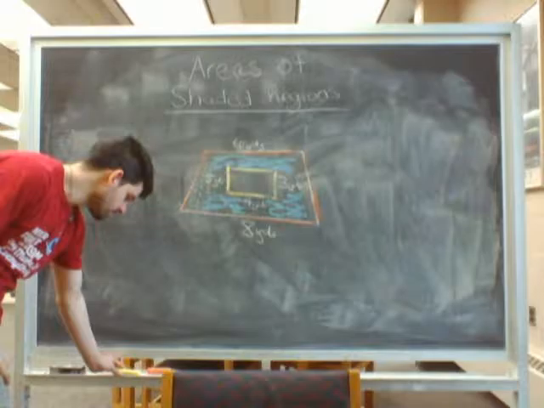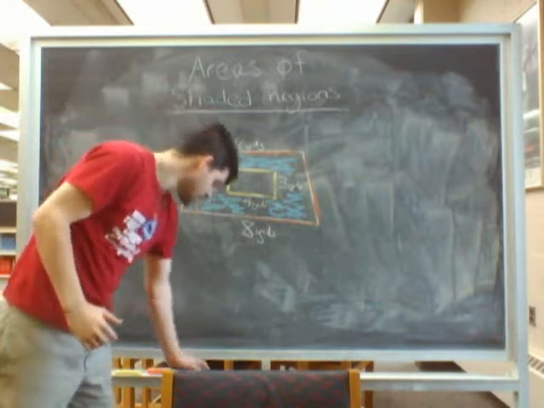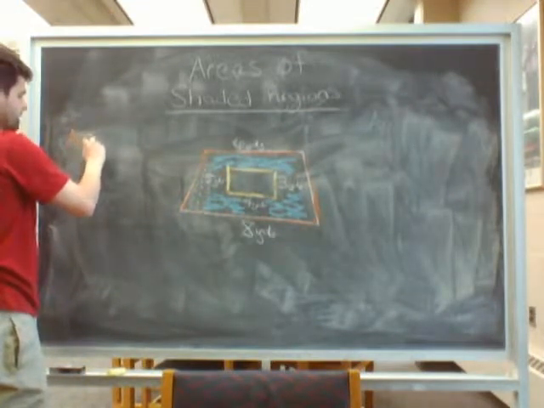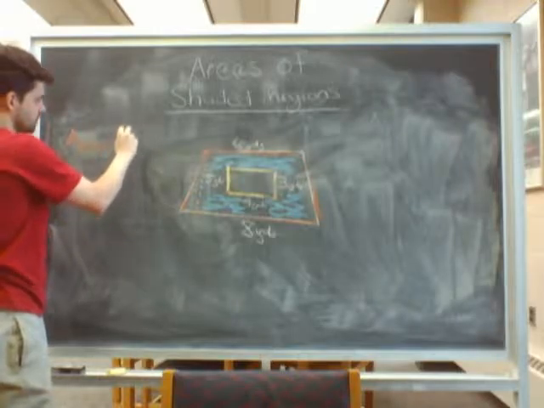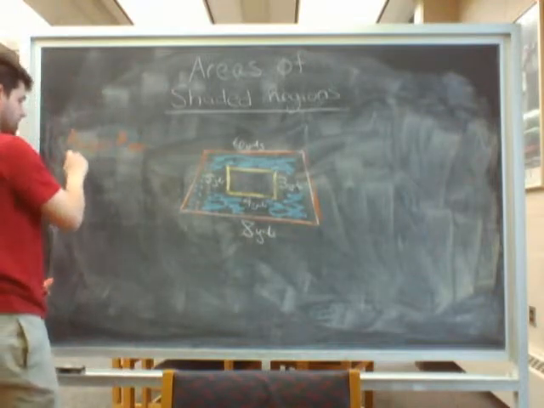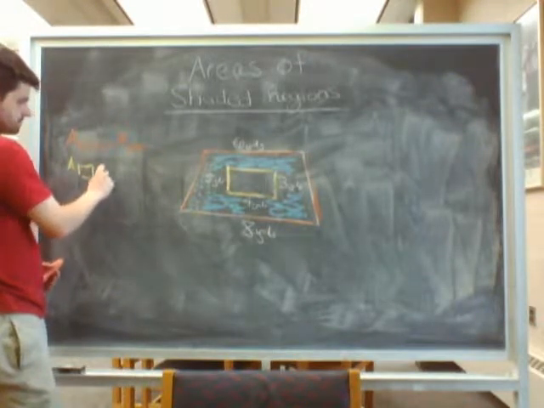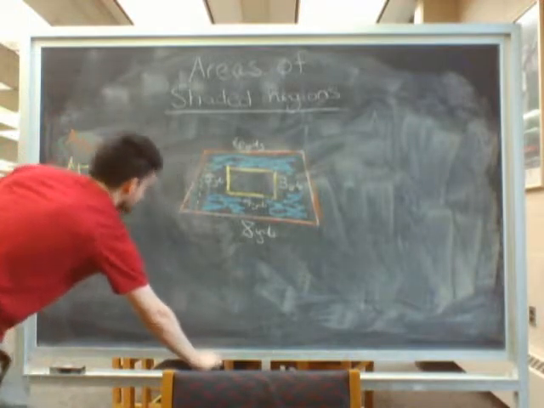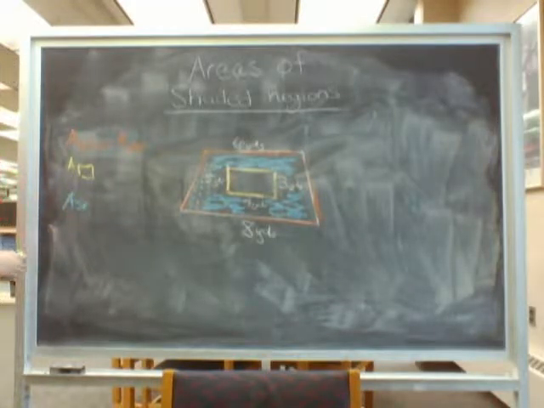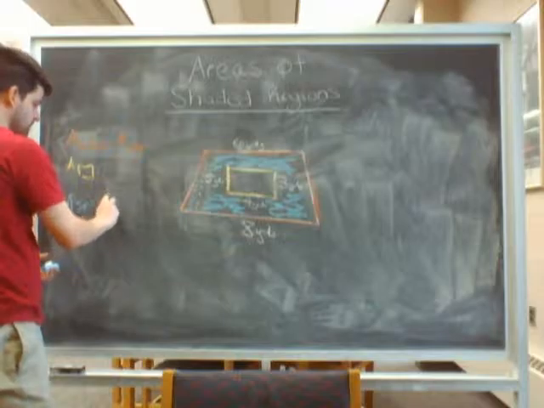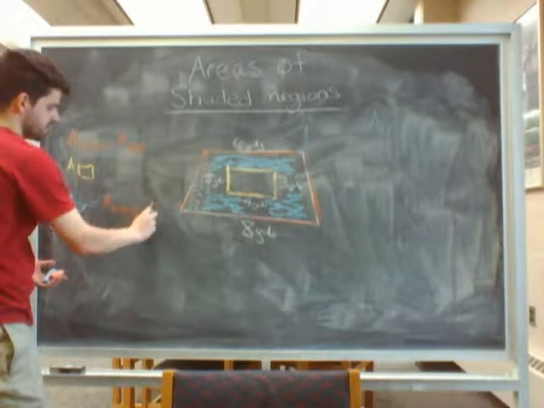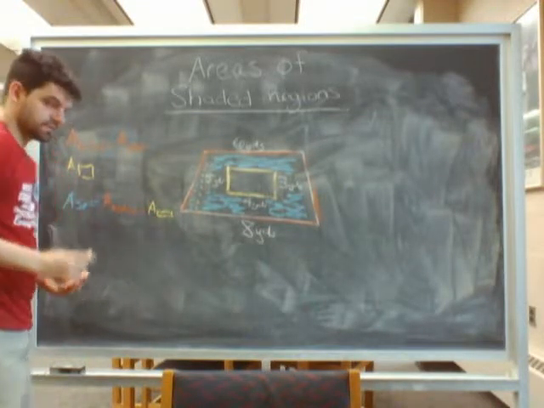Now, what we can do is say that if we solve for the area of the trapezoid, which will be the area total, then we solve for the area of the rectangle, we can then say that the area of the shaded region is equal to the area total minus the area of the rectangle. So let's go ahead and do that.